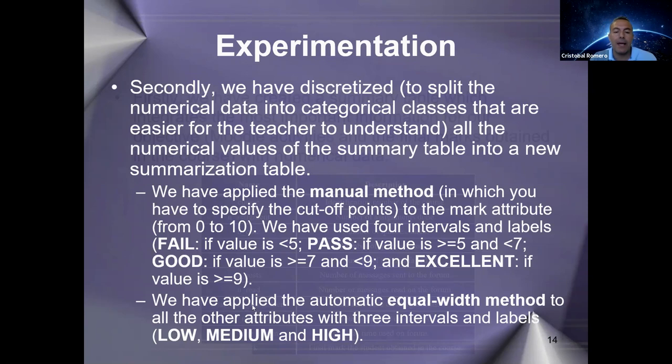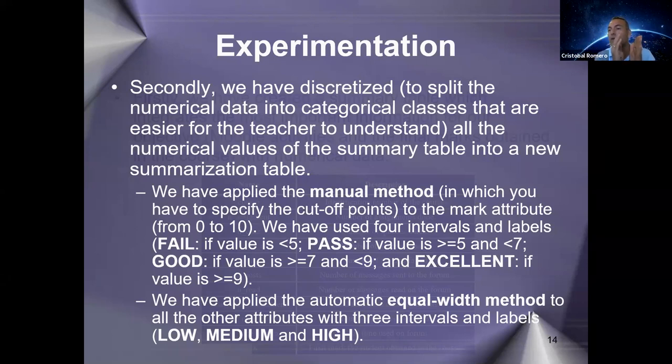We also apply an automatic equal width method to the other 9 attributes. The USE information from Moodle, the interaction summarization table, is numerical, and we use the equal width method to discretize in 3 levels: low, medium, and high value. The equal width is very easy. For example, imagine the number of posts evaluated, the lowest is 0 and the highest 9, okay? Automatically, equal width divides it in 3 equal width parts.